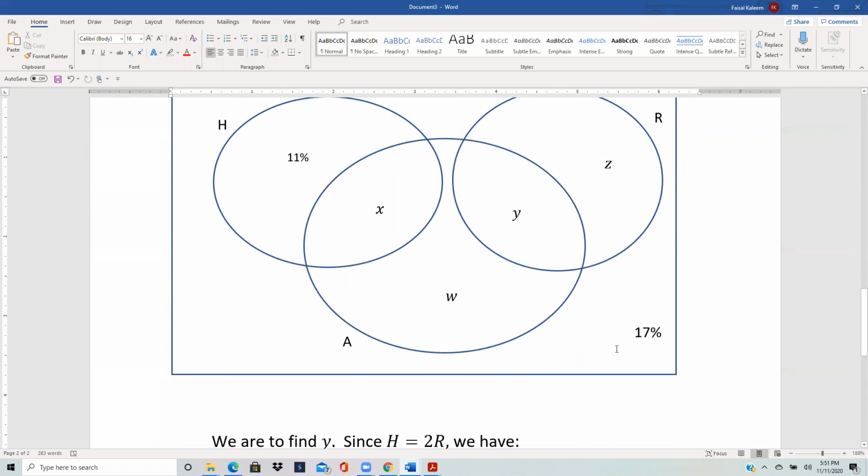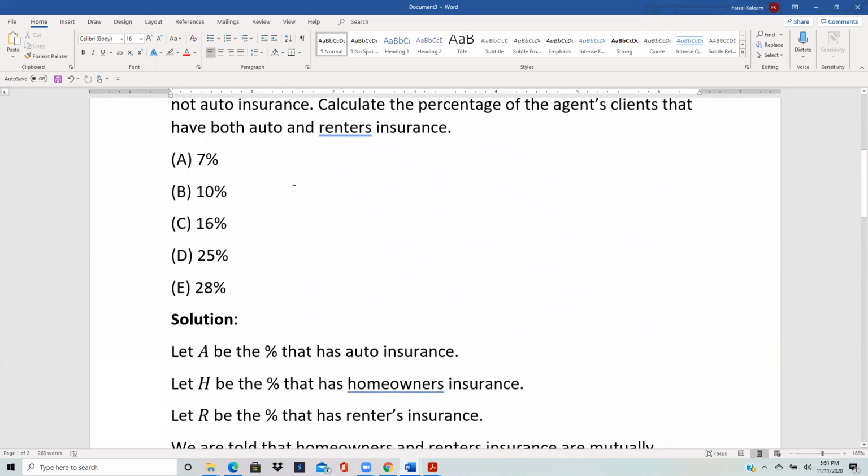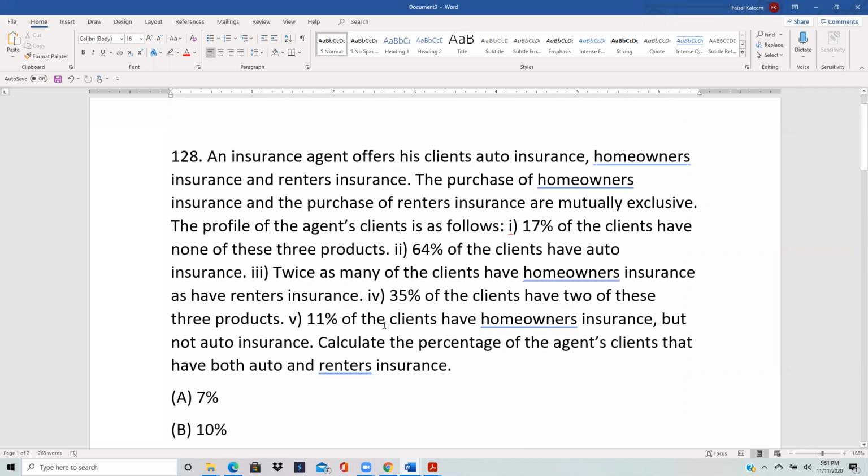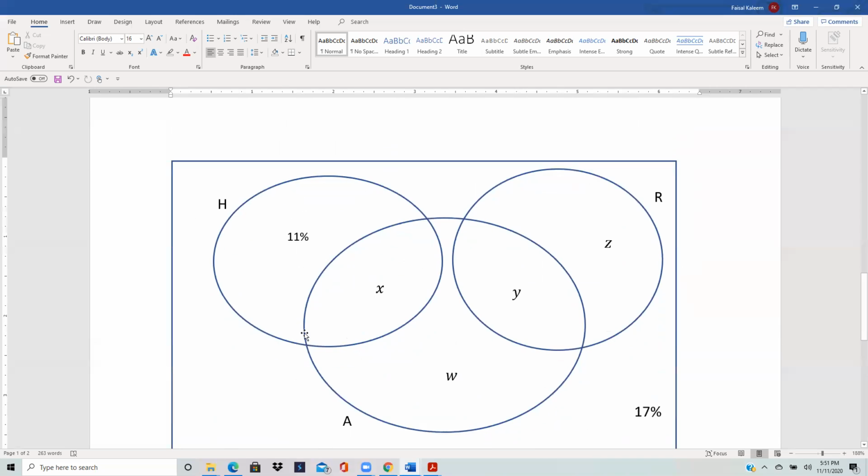The rectangle represents everybody. And then this 11% comes from the fact that 11% have homeowners, but not auto. So the full circle is homeowners. This part is 11%. And then this part where you have both homeowners and auto, that's X. So 11% have homeowners, but not auto.